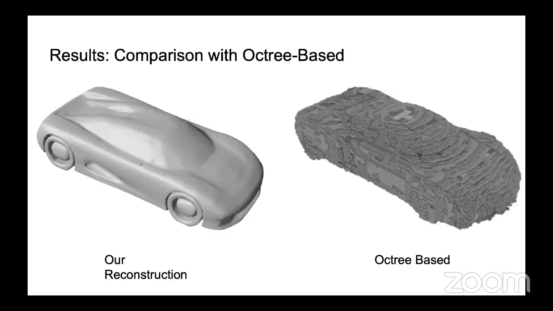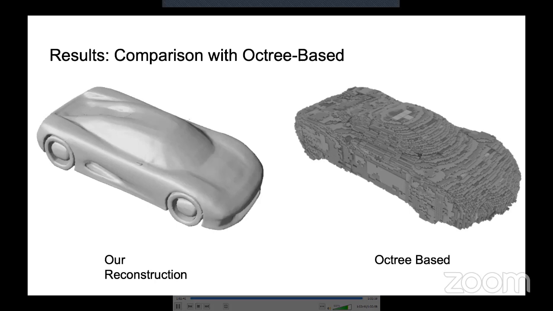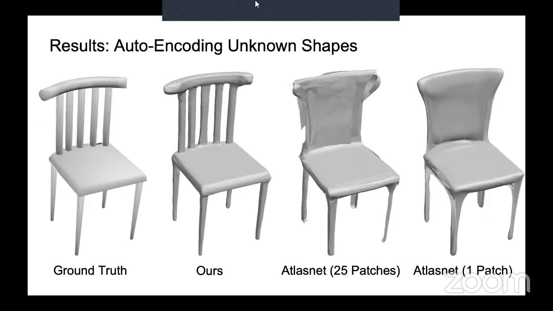Compared to an octree-based method, DeepSDF generates higher quality shapes with surface normals while having 100 times smaller network size. Compared to a mesh-based method, DeepSDF provides more detailed reconstruction.